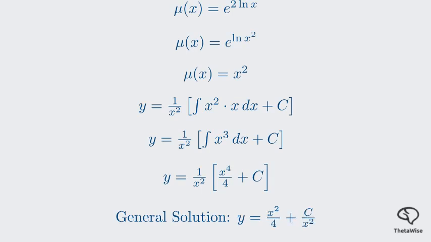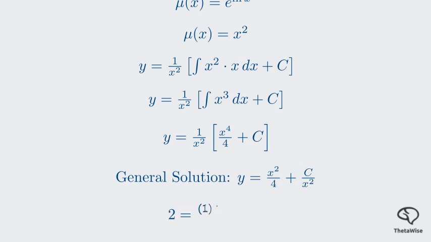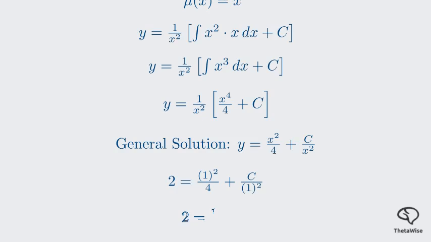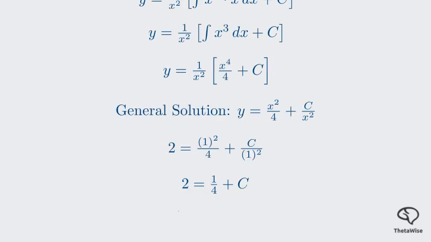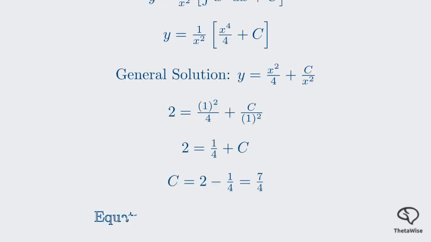Finally, we use the point 1, 2 to find the particular solution. 2 equals 1 squared over 4 plus c over 1 squared. This gives 2 equals 1/4 plus c. Subtracting 1/4 from both sides, we find that c equals 7 over 4. Substituting this c back into our general solution gives the final equation of the curve. y equals x squared over 4 plus 7 over 4x squared.